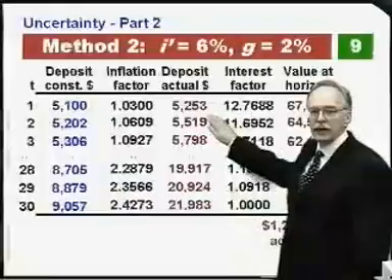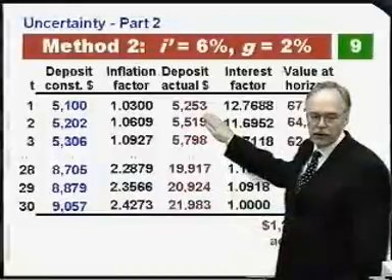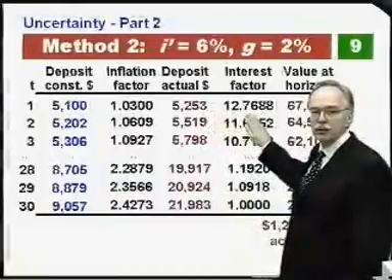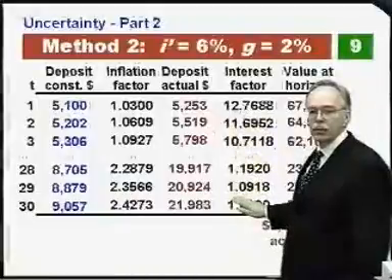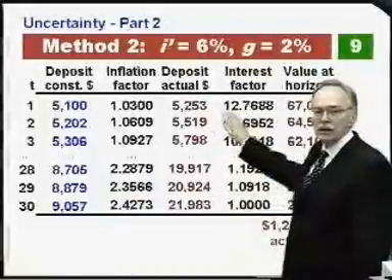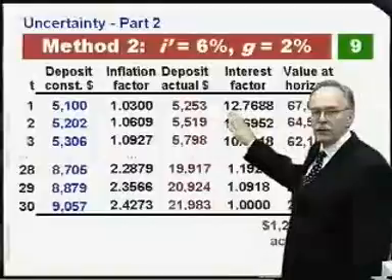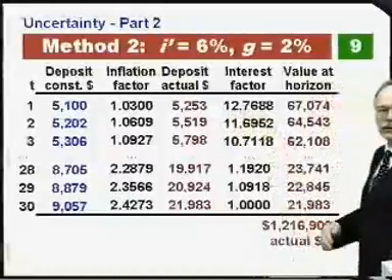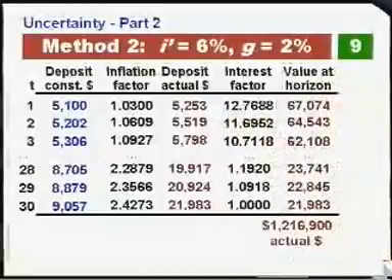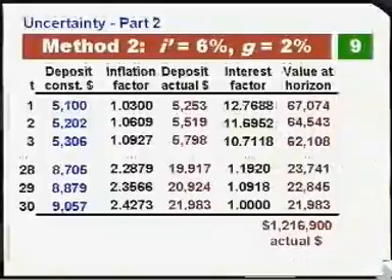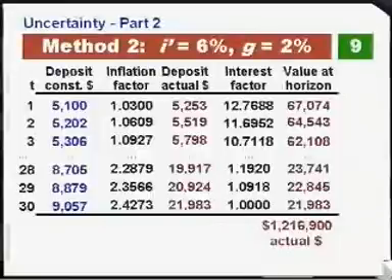The very first deposit of $5,253 is in there for 29 time periods. You apply this 1.0918 factor to that. That's going to grow by the end of the 30 years to $67,074. That's the first deposit. The second deposit, $5,202 in constant dollars, would be $5,519 in actual dollars. After 30 years, that's going to be worth $64,543.